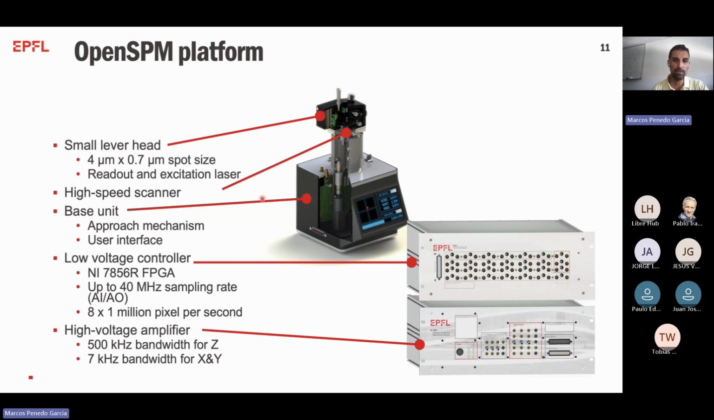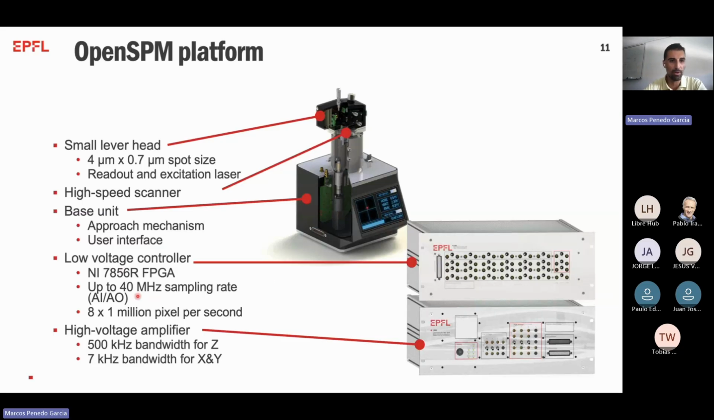Then you have a base unit, and the base unit mostly consists of a scanner and also a motor approach. So you have the cantilever and the sample, and you have to do a safe approach until you reach the surface. That is an important part of the measurement. You have to be careful and have a stable motor that doesn't crash the cantilever into the surface.